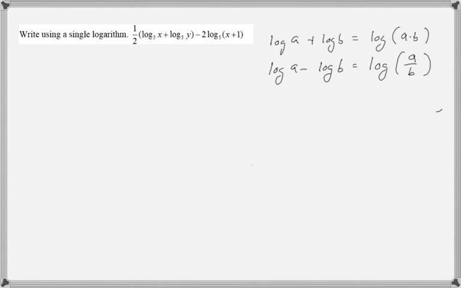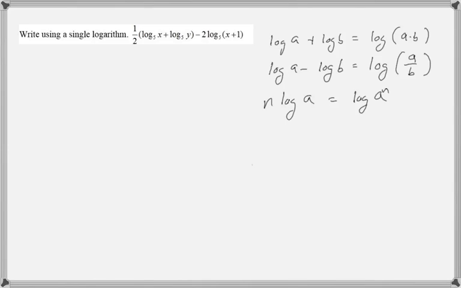A over B. And finally, if you have a coefficient on a logarithm, so n times log of A, the coefficient of the log becomes an exponent on the argument, A to the n power. So we'll use these three properties to combine everything in our original expression into a single logarithm.